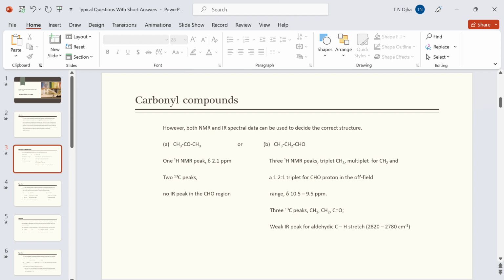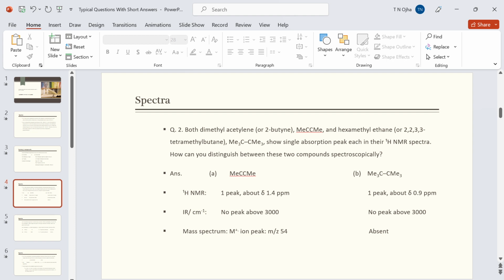Also, the aldehydic CH absorption appears as a weak band between 2820 to 2780 reciprocal centimeter. This peak will not be shown by acetone, but it will be shown by propionaldehyde. So we can say how the infrared and NMR data can be wisely interpreted to arrive at the correct structure.